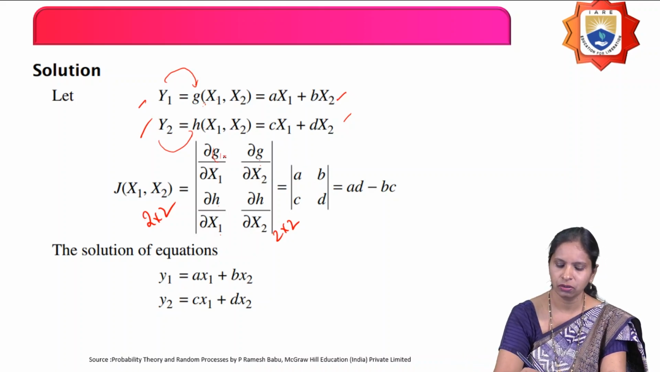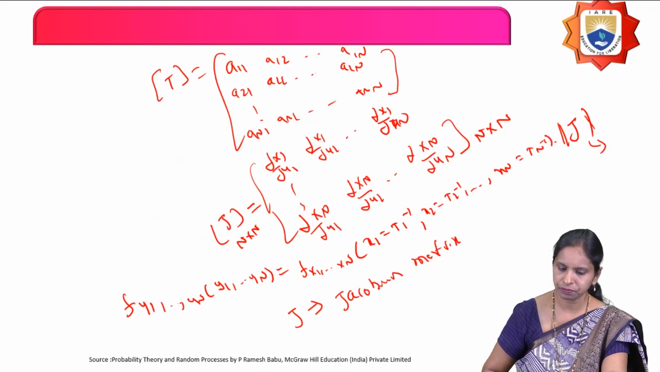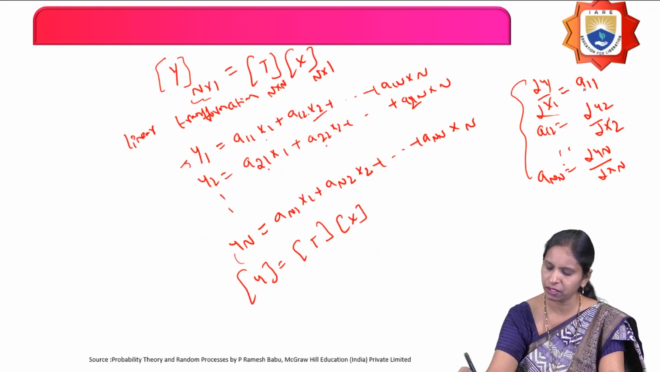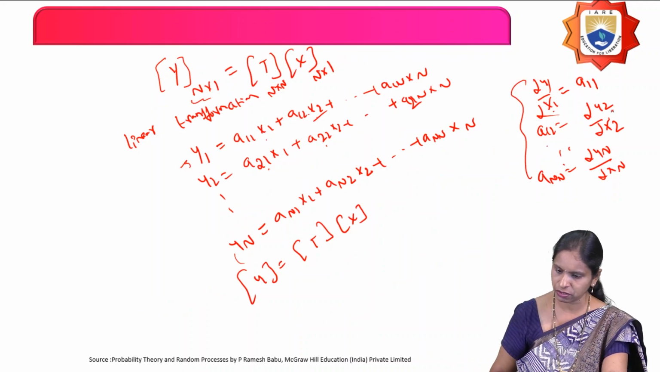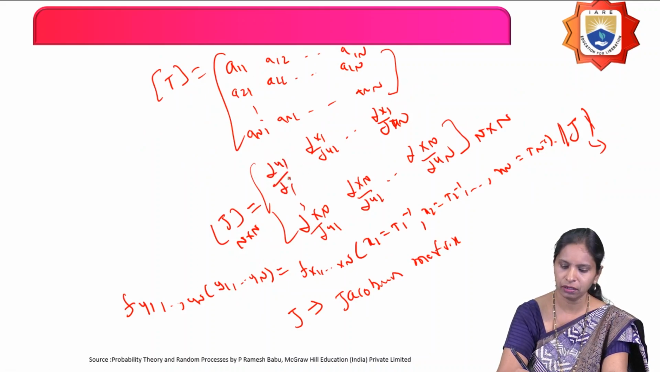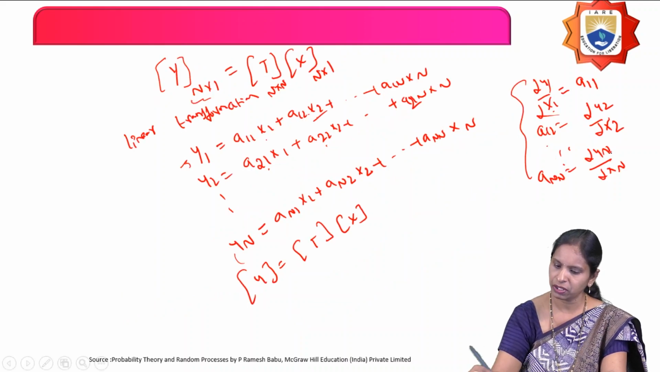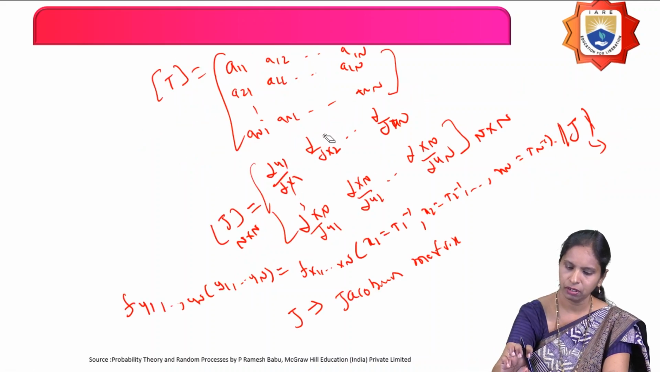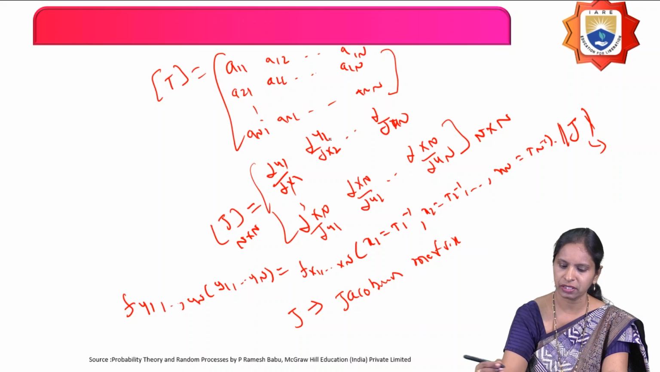So, what is dou y1 by dou x1? Here also, what is a11 equals to dou y1 by dou x1? What is a12? Dou y2 by dou x2? So, here also, you have to write down dou y1 by dou x1 and here dou y2 by dou x2 and so on here. So, what is a12? Dou y1 by dou x2. So, here dou y1 by dou x2 and so on dou y1 by dou xn.